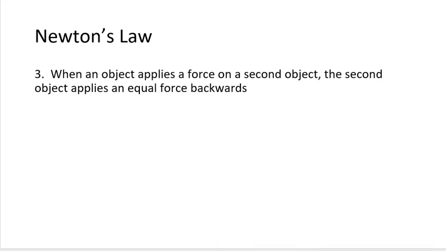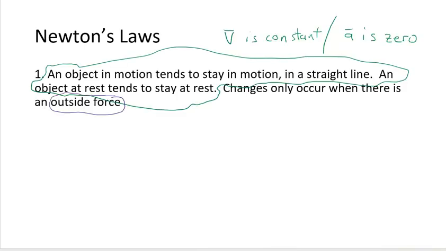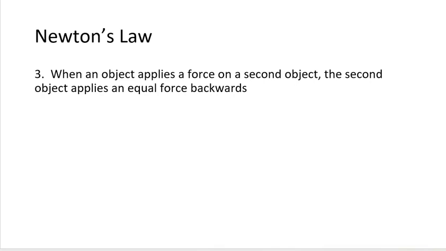Newton's third law: when an object applies a force on a second object, the second object applies an equal force back. This becomes important. We're going to look at it in examples, but this also goes back to Newton's first law. Changes only occur when there's an outside force, right? It's really Newton's third law that helps explain real world situations, right?